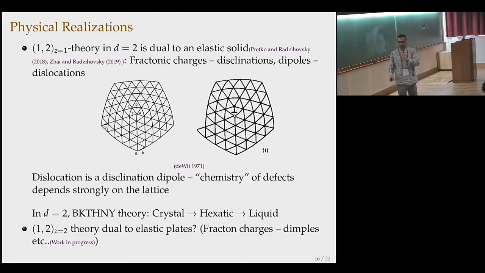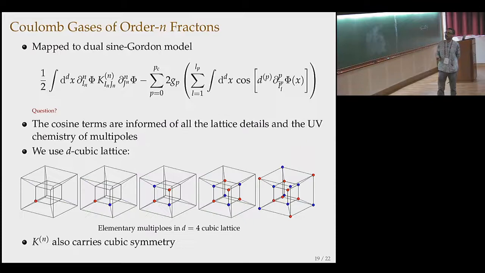And if I construct the z equal to 2 theory, it turns out that we haven't worked this out fully, but we've started on this, and we think it will all hold good, that the theory is dual to elastic plates. If you know, the waves on an elastic plate disperse as q squared, right? And the fractons are dimples on the plate. I don't have time to get into all this, and it's also not completely done, so let me not discuss that. End of presentation. No, it can't be.